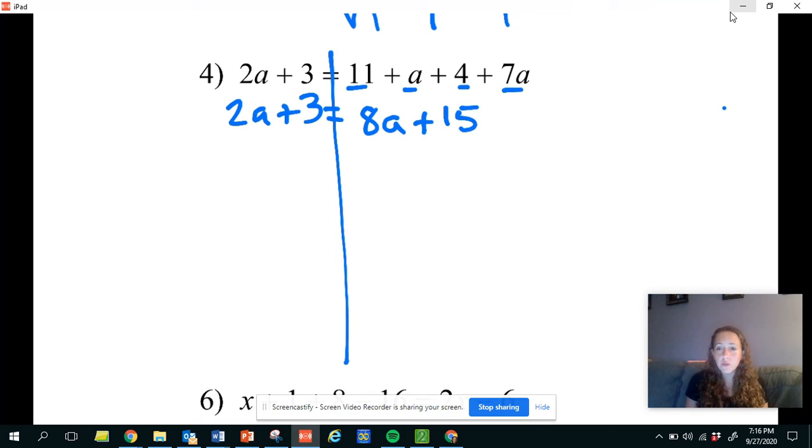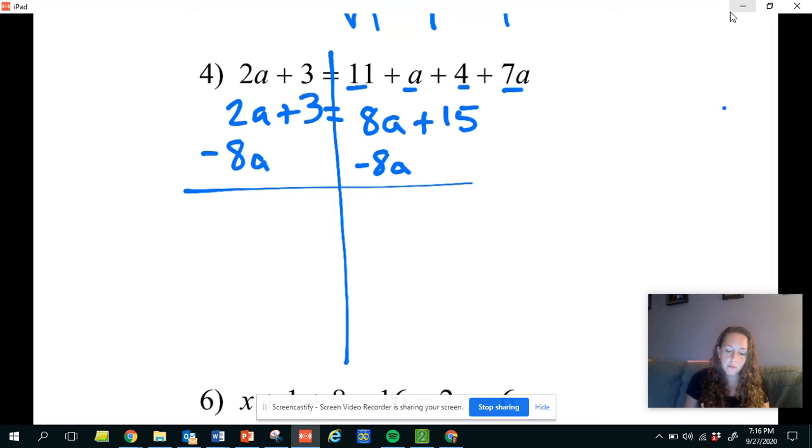So now everything is fully simplified. So I'm going to start solving. We moved to the right last time, so this time I'll move the variables to the left. So I'll subtract 8a on both sides.